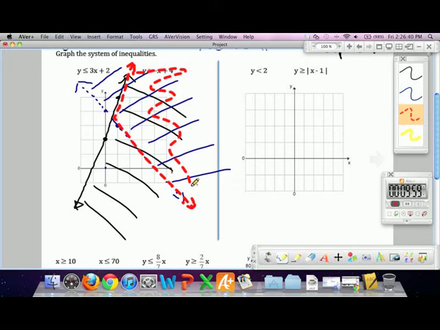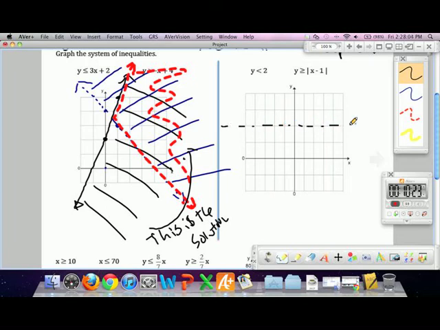Let's do a couple that look pretty neat. How about y is less than 2? What's special about y is less than 2? What kind of line is that? Horizontal through 2. Is it dotted or solid? It's a dotted horizontal line through 2. And less than 2, pick a test point. Is 0 less than 2? Yeah, so we'll shade down here.